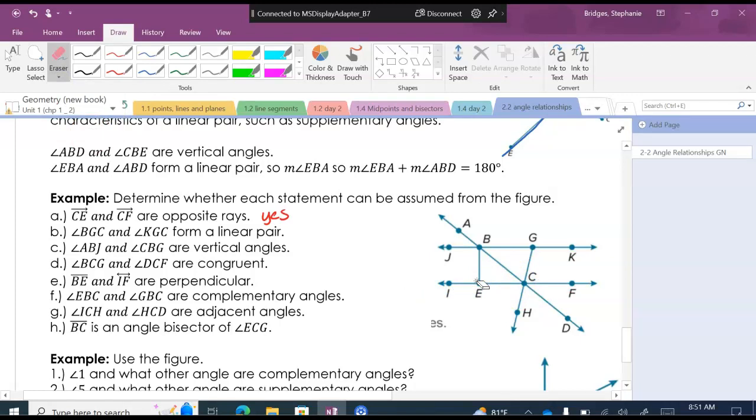Then I want you to look at the next question. Look at your figure. Determine if you can say yes or no. Can they be assumed? Yes or no. Angle BGC, find that angle, and angle KGC, do they form a linear pair? Remember, a linear pair has to be adjacent. They have to be next to each other. And then they have to make a straight line giving you 180 degrees.